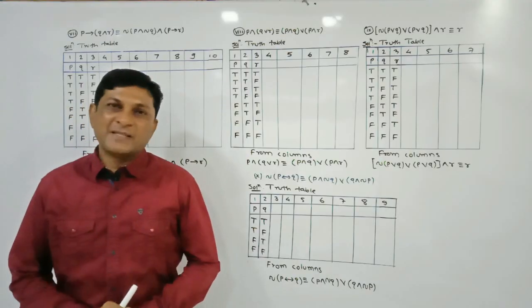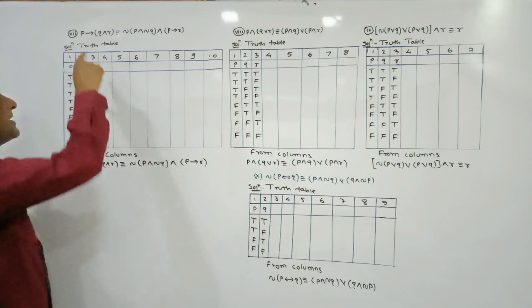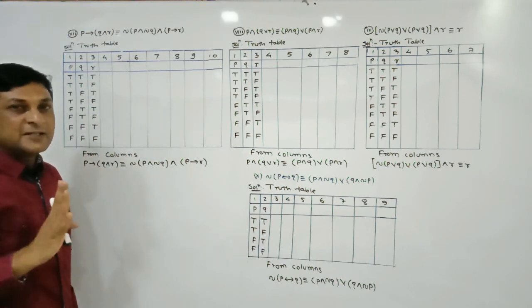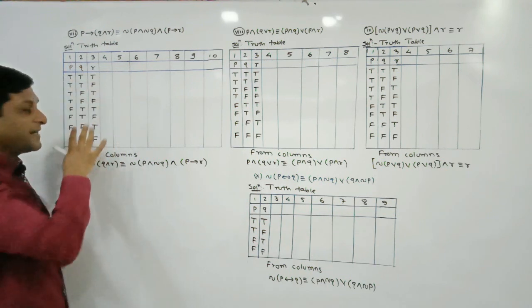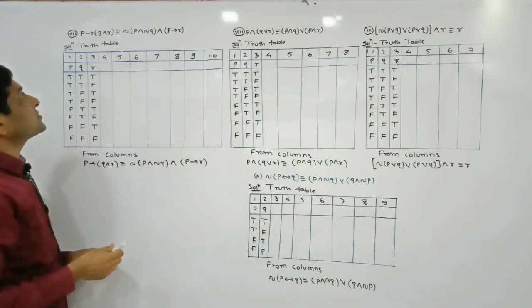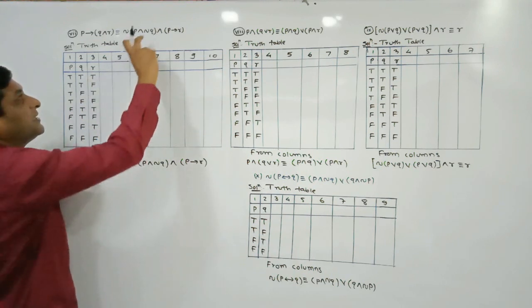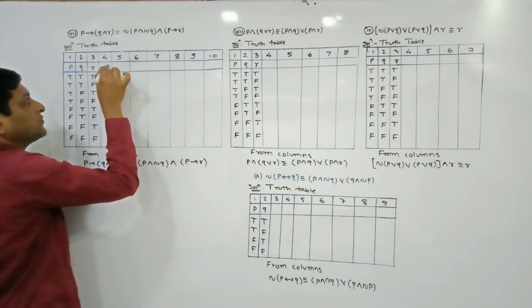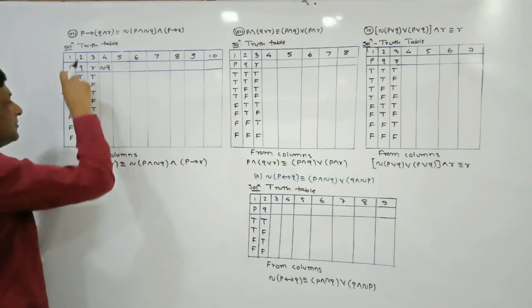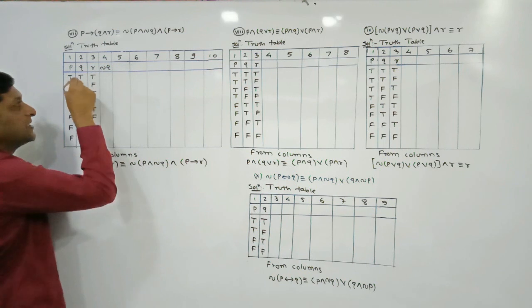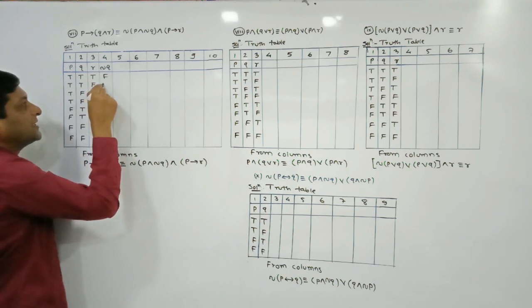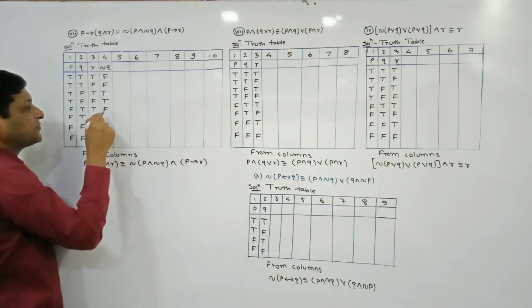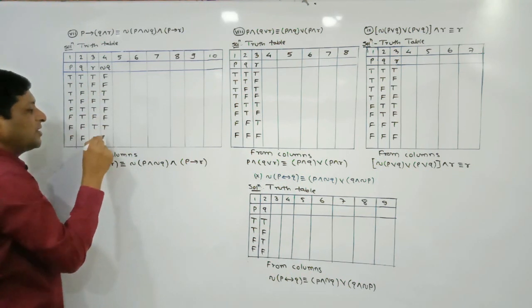Now see example number 7. In this example number 7, how many letters are there? 3 letters. If 3 letters are there, then how many possibilities of truth values do we get? 8. So now let us find the truth values of these two statements. Here we will require negation of Q, so first we are finding the negation of Q. Observe the truth values of Q. We are finding its negation. Negation of true is false. Negation of true is false. Negation of false is true. Again, negation of true is false. Negation of false is what? True.